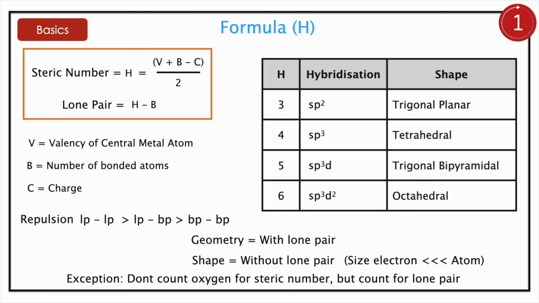Then the important basic you should know is repulsion. Lone pair-lone pair repulsion is higher than lone pair-bond pair, which is higher than bond pair-bond pair. So always avoid lone pair interaction. Another fact is geometry means with lone pair, shape means without lone pair. Why? Because the size of an electron is lesser than the size of the atom, so it is not visible. So shape means without the lone pair. Here the exception comes for oxygen. While counting, you should not count for bonded atoms, but you should count for bond pairs.